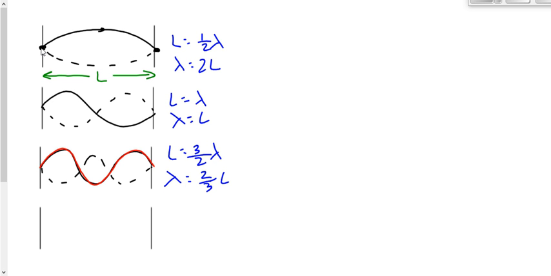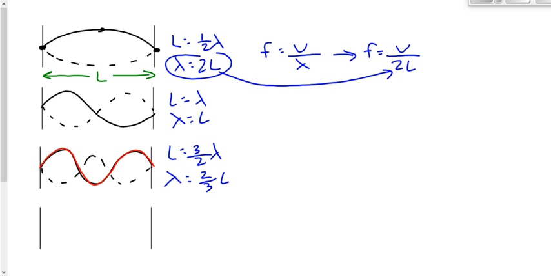Now what I want to do is take the wave equation. V is equal to F times lambda, or F is equal to V over lambda. That's just the wave equation that we did a number of days ago, rearranged to solve for frequency. And what I want to do here is replace lambda with whatever I said lambda was equal to right there, in this case 2L. So let's take this 2L and sub it in right here for lambda. And I end up getting F is equal to V over 2L.